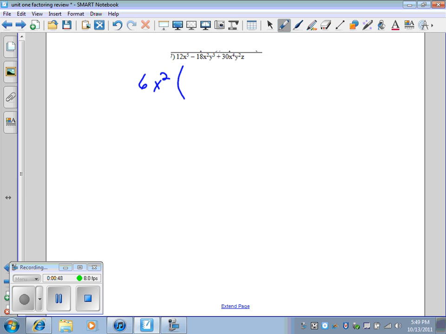6 goes into 12 two times, and for x squared, since there are 5 of them and I want to take away 2, I'm going to be left with 3. Minus 6 goes into 18 three times. Again, 2 x's, and I'm not taking away any of the y, so y to the third power. Plus 6 goes into 30, and since I have 4 x's and I'm taking away 2, I have x to the second power, and then I'm not doing anything with the y's and the z. So that is the factoring for number 7.